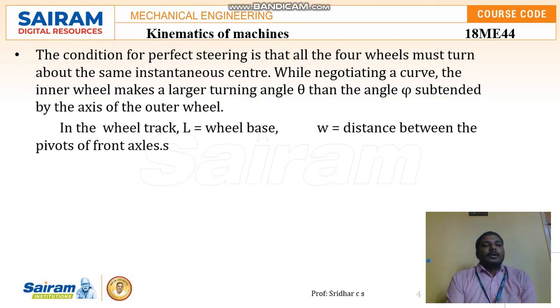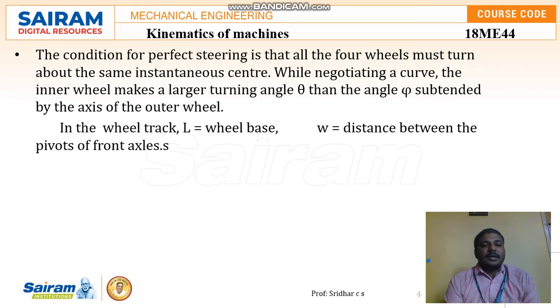The condition for perfect steering is that all four wheels must turn about the same instantaneous center. While negotiating a curve, the inner wheel makes a larger turning angle than the outer wheel. Normally when making any turn, either a right turn or a left turn, the larger turning angle takes place in the inner wheels, because the inner wheels give the direction of rotation. That is the reason more turning angle takes place in the inner wheel than the outer wheel.